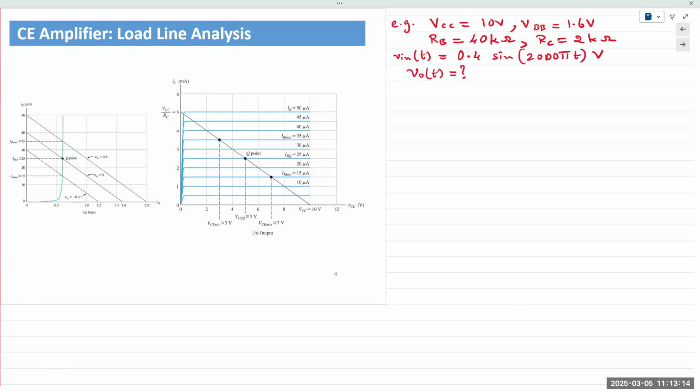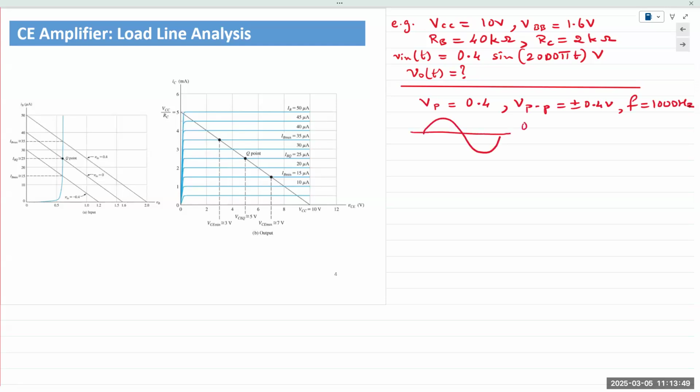All right, first things first. What information do we have from V in of t? Peak voltage is 0.4. Frequency f would be 1000 hertz. Omega is equal to 2 pi f. Omega is 2000 pi, so f is 1000 hertz. All right, this is our input signal. 0.4 volts, it's 0.8 volts peak to peak. So V in max is plus 0.4, V in minimum is minus 0.4.